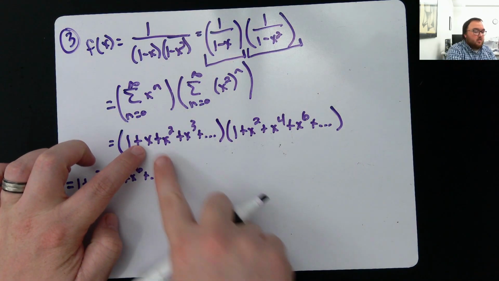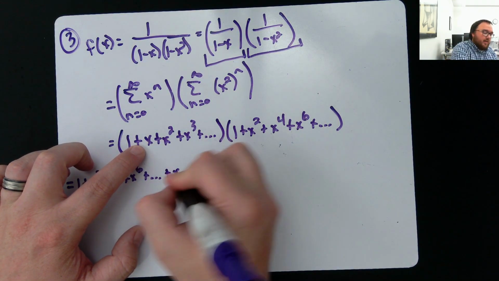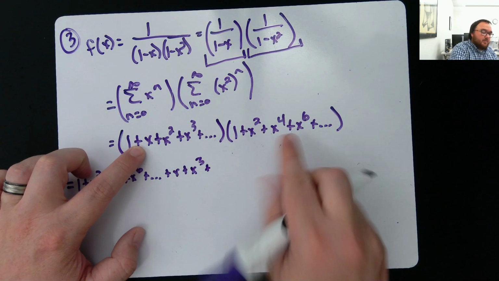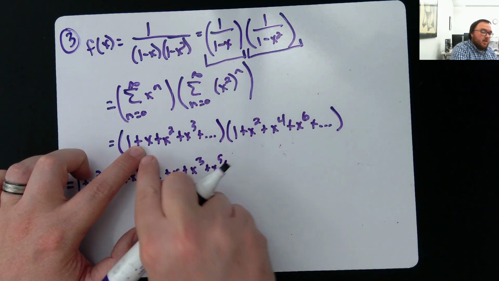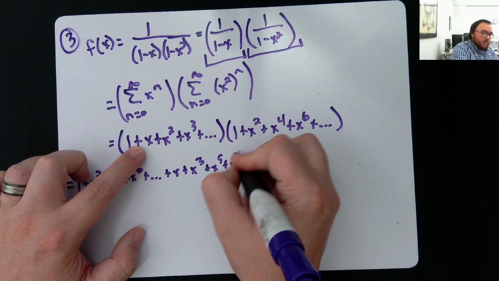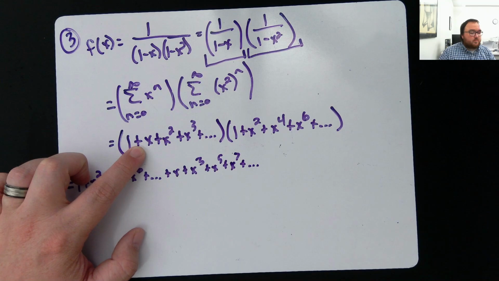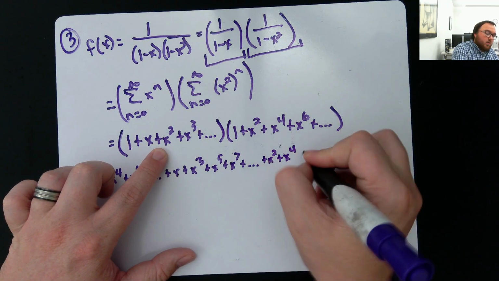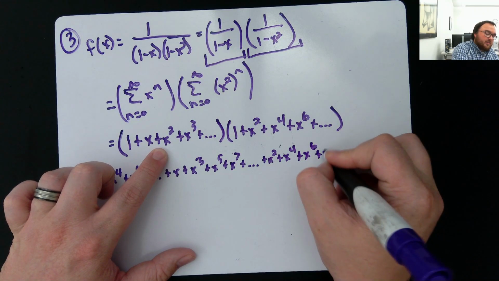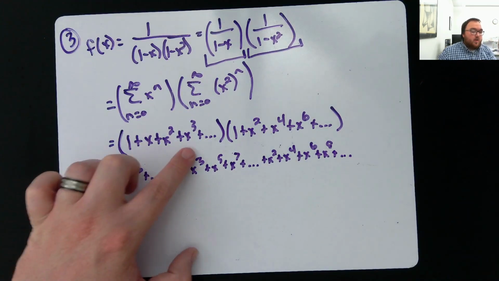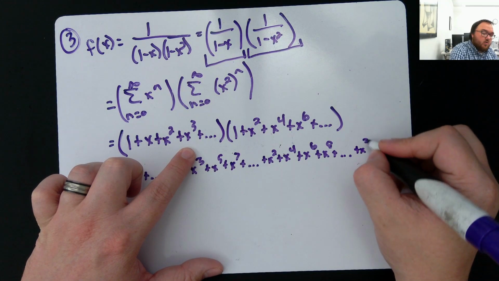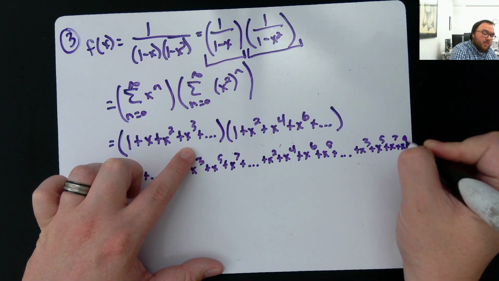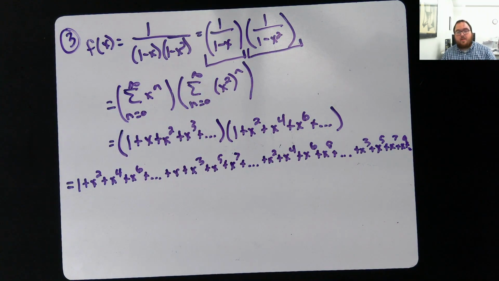Now do x. X times 1 is x. X times x squared is x cubed. X times x to the fourth is x to the fifth. X times x to the sixth, x to the seventh, on and on. Move on to x squared, which will give you x squared plus x to the fourth plus x to the sixth plus x to the eighth. Then do x cubed, x to the fifth, x to the seventh, x to the ninth, on and on.